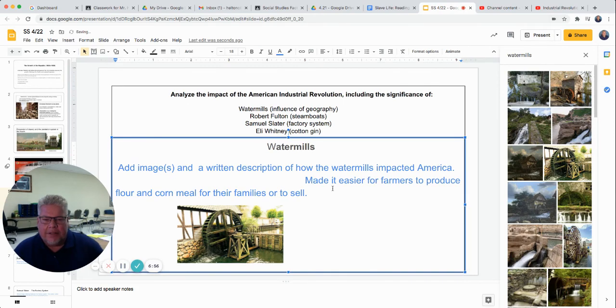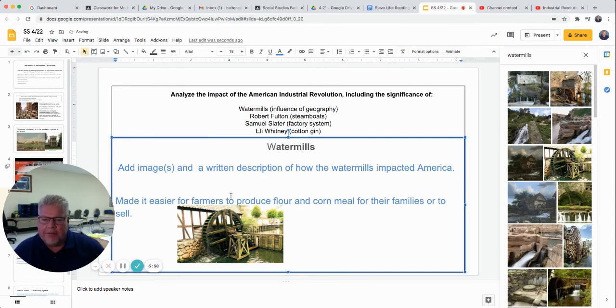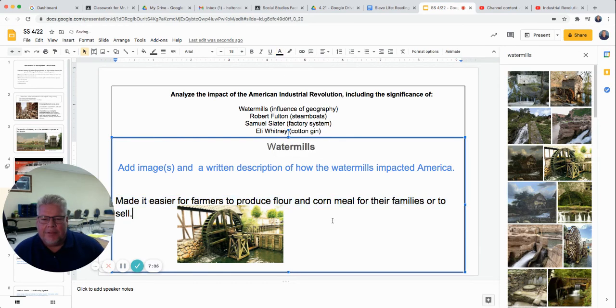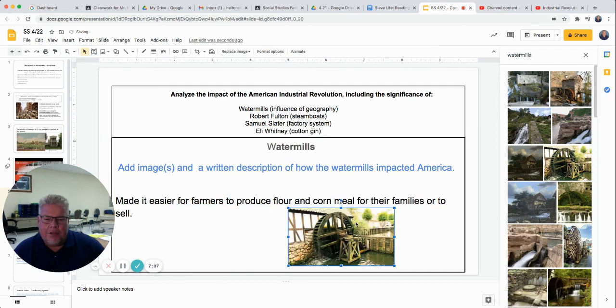I'm going to make this a little bit neater. It kind of got off center, didn't it? All right, and you can change the font color if you want to. You can go up here and click on that. There we go. Okay, so that's how you're going to do those slides.